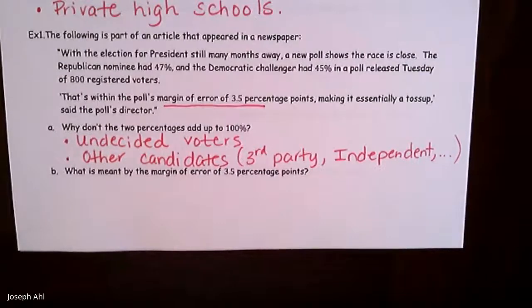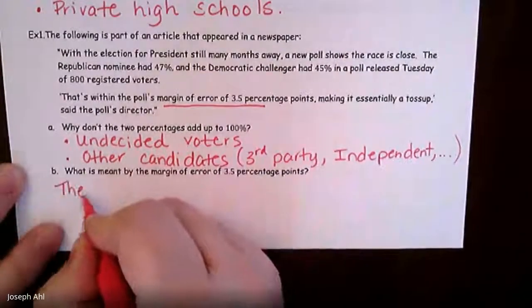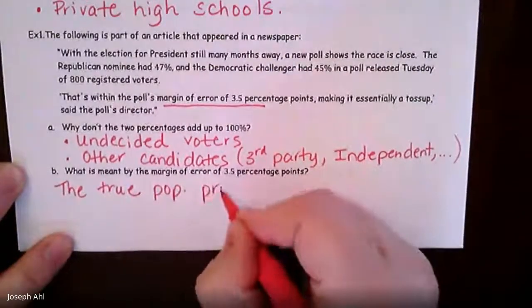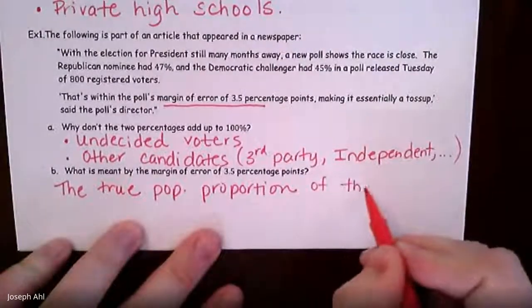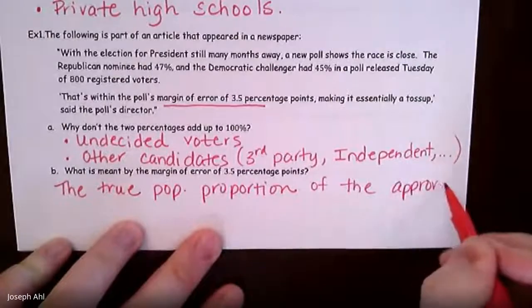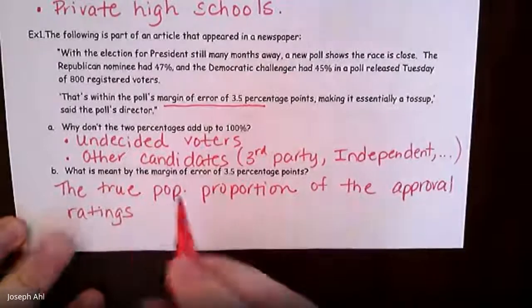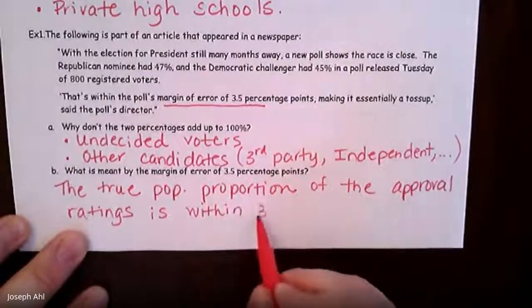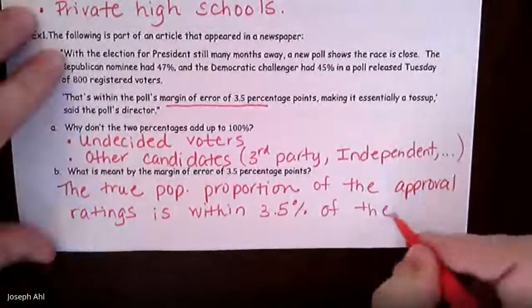Part B, what is meant by the margin of error of 3.5 percentage points? Okay, so what we know about that margin of error is that the true population proportion of the approval ratings is within 3.5% of the mean.